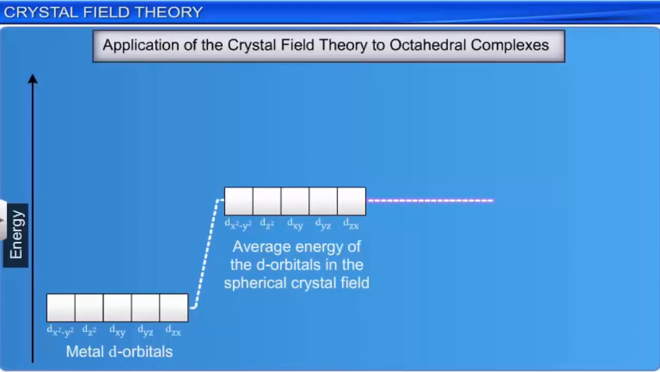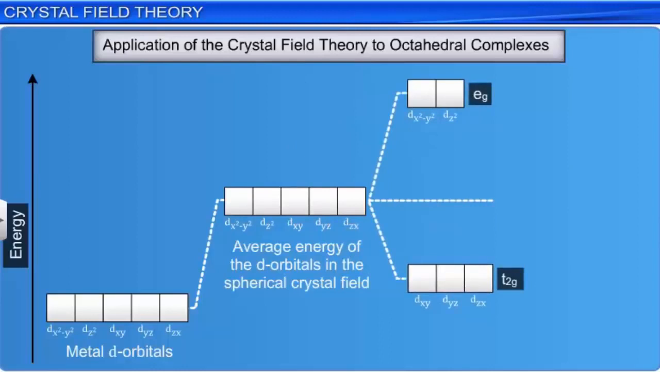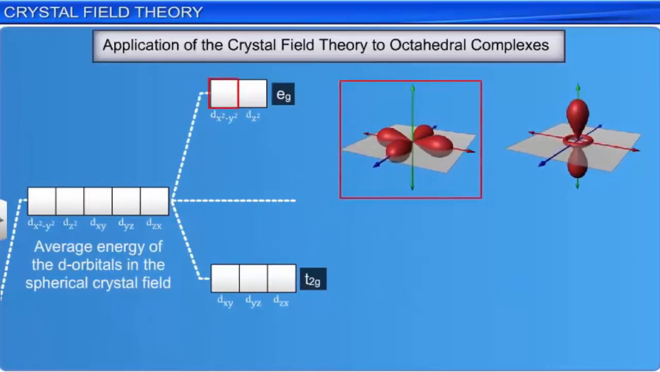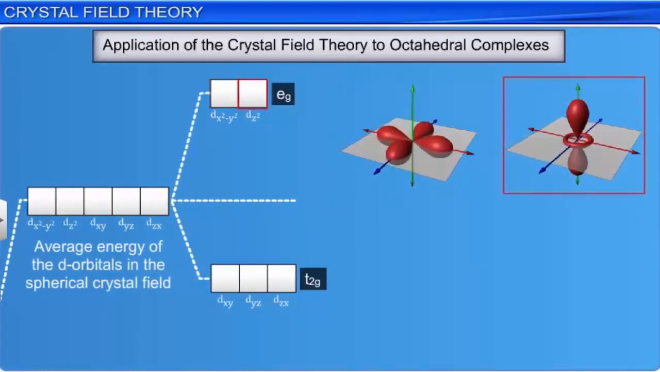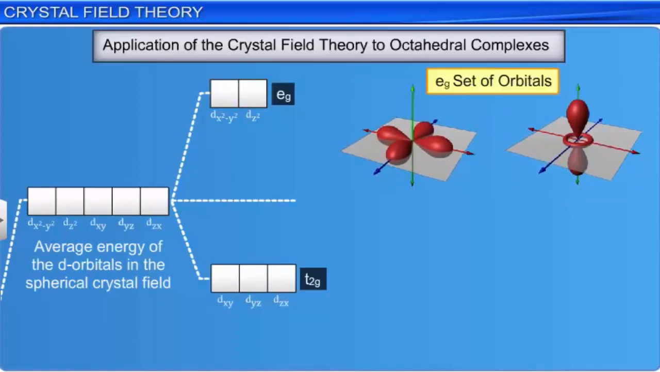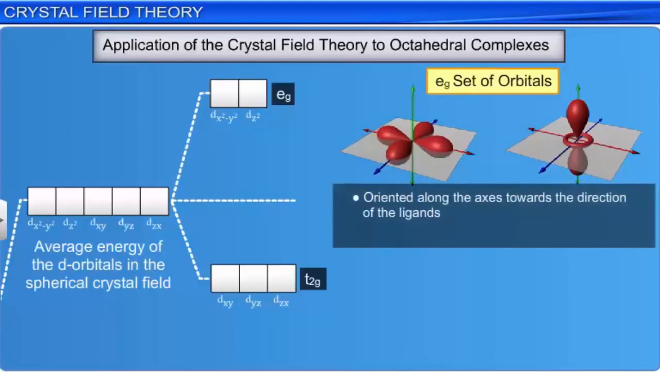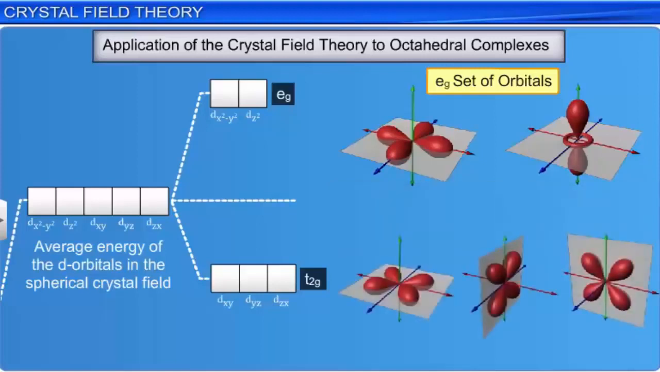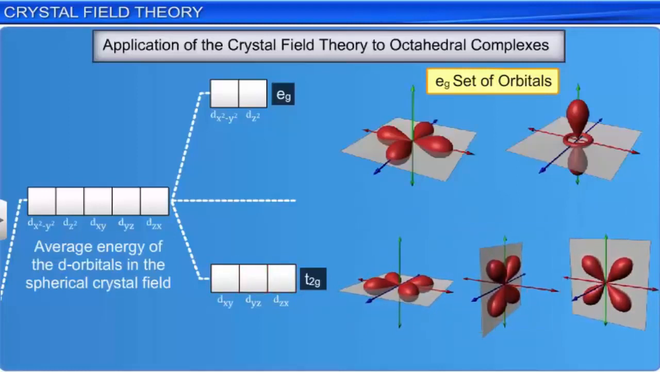However, out of the 5 d orbitals, 2, that is, the dx2-y2 and dz2 orbitals, which are collectively known as the eg set of orbitals, are oriented along the axes towards the direction of the ligands. Thus, the eg set of orbitals will experience more repulsion than the remaining 3 d orbitals, that is, the dxy, dxz, and dyz orbitals, which lie in between the axes. These 3 d orbitals are collectively known as the t2g set of orbitals.